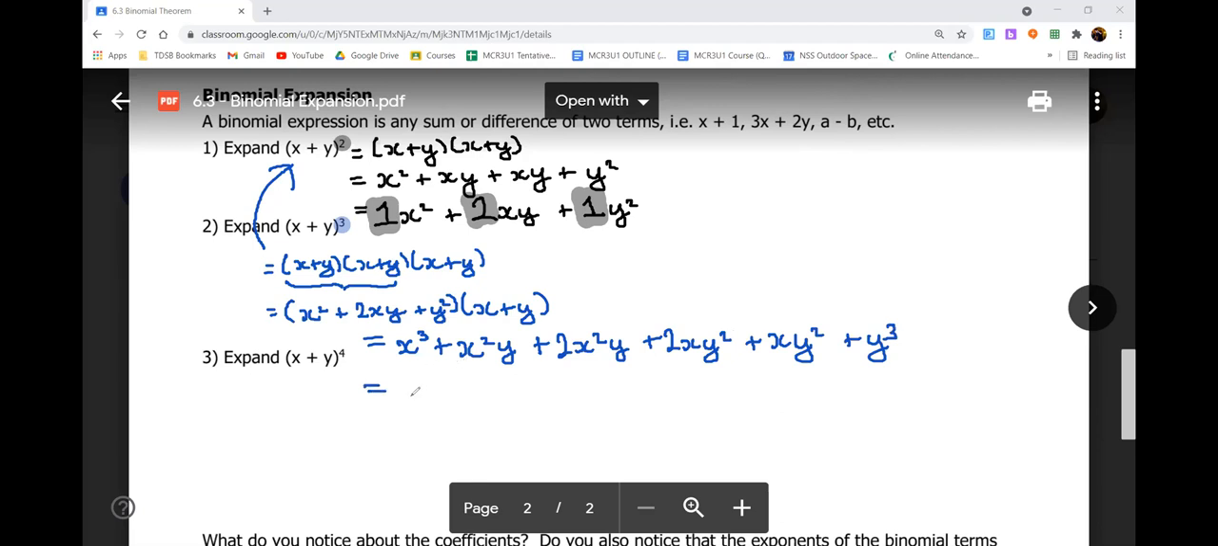And if I were to simplify this, we have 1 x cubed. Group like terms: 3 x squared y, 3 xy squared, and then 1 y to the power of 3. Is there a relationship with the exponent of 3 with the numbers that I highlight here? Who sees it?